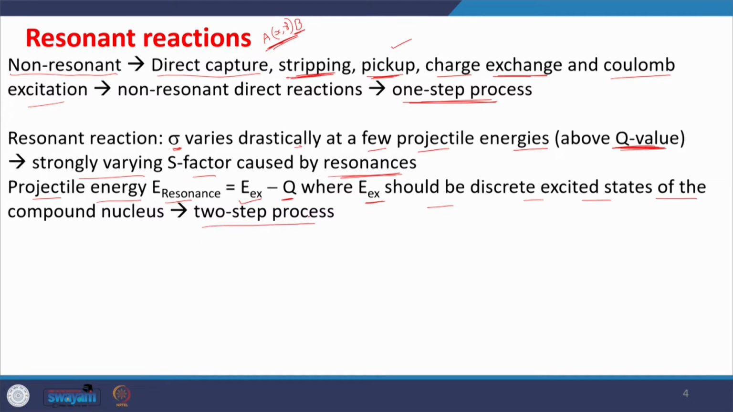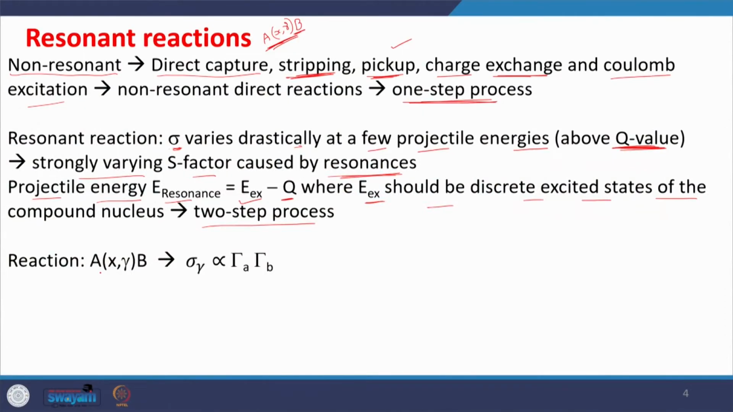That is the reason it is a two-step process. Why is it a two-step process? In the first step, the entrance channel goes to one of the excited states of the nucleus, and in the second step, this excited state decays to the final form. So, in that sense, it is a two-step process. Consider the same radiative capture reaction. How can we envisage it as a two-step process?